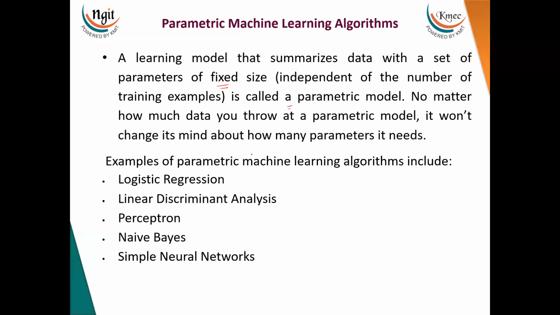Examples of parametric machine learning include logistic regression, which we already discussed in Unit 4, linear discriminant analysis, perceptron, Naive Bayes, which we also already described in Unit 4, and simple neural networks.